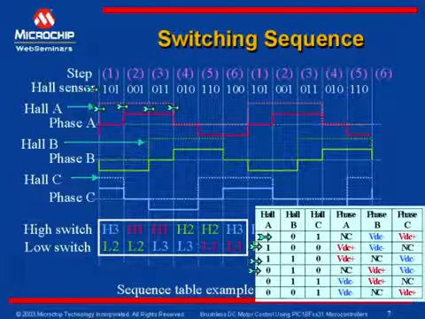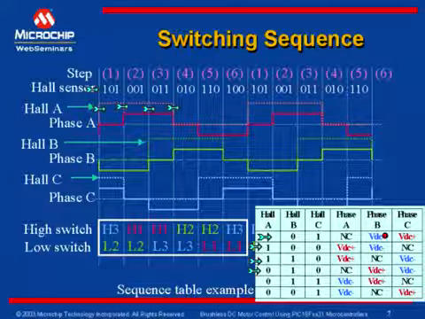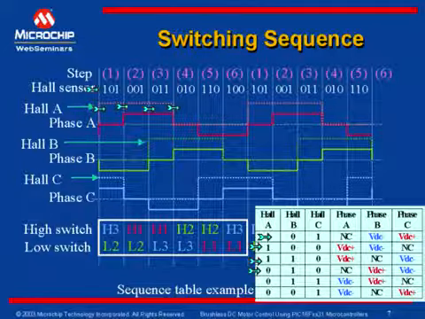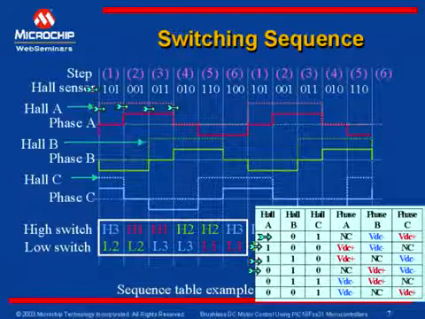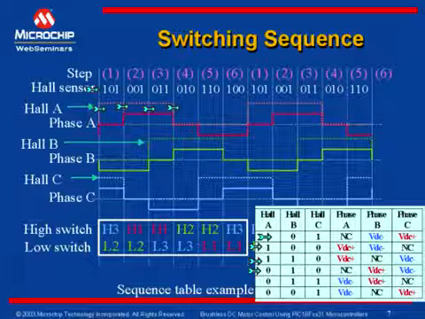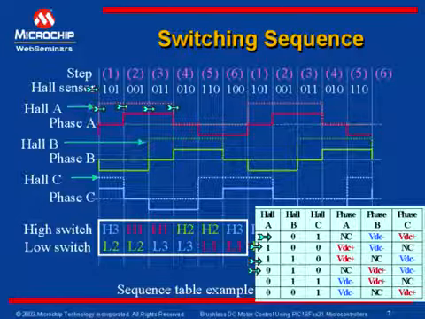Once these two phases are energized, the rotor will rotate by 60 degrees, and the next sequence will be hit by the Hall sensors. So that is the time to energize the next winding, that is phase A and phase B, and phase C should be left open. This should be continued to allow the motor to run in one direction.